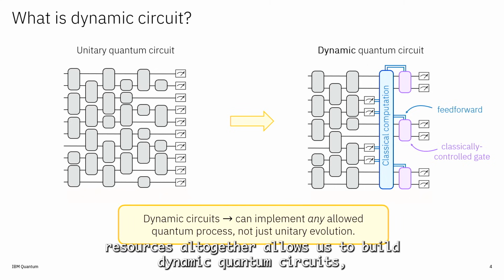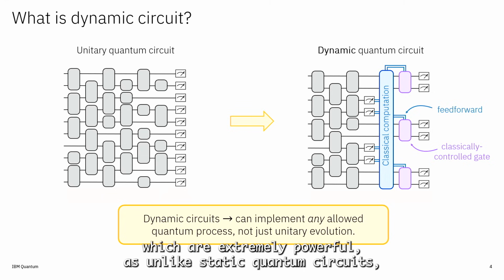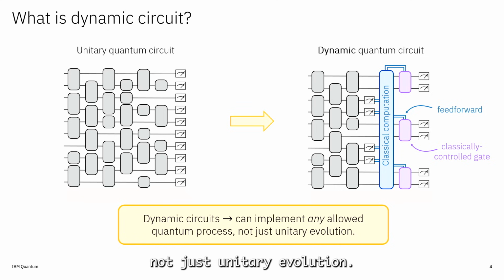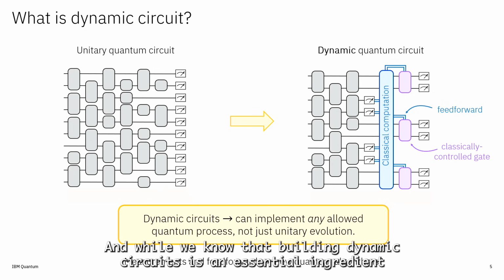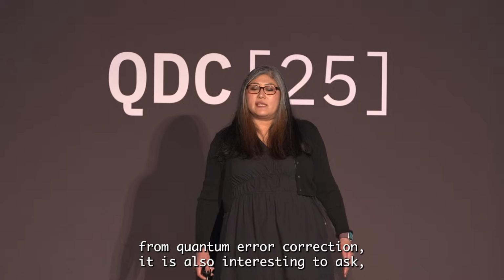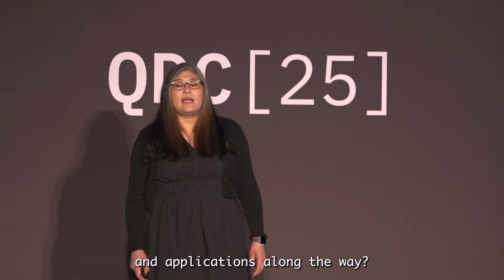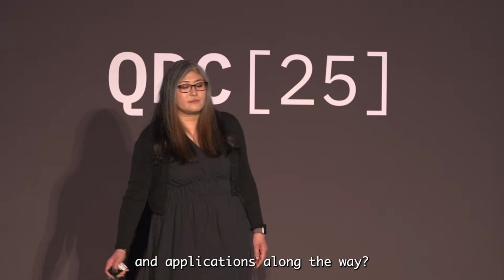Taking this broader set of resources all together allows us to build dynamic quantum circuits, which are extremely powerful, as unlike static quantum circuits, we can implement any allowed quantum process, not just unitary evolution. And while we know that building dynamic circuits is an essential ingredient for quantum error correction, it is also interesting to ask, can they be used to discover and realize new quantum algorithms and applications along the way?